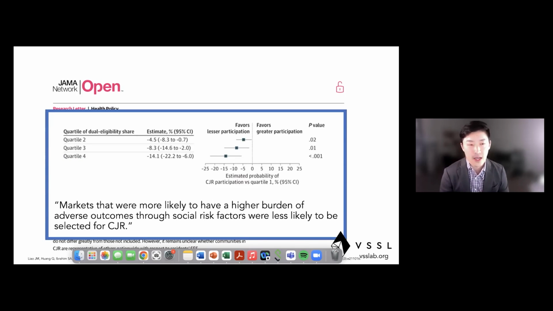What you see here is that the answer is no. When you look at communities and stratify them by the extent of dual eligible individuals that reside there, as the proportion of individuals that are duals in a community goes up, the likelihood of participation in CJR goes down. Another way of saying it is that markets that were more likely to have a higher burden of adverse outcomes through social risk factors were less likely to be selected for this mandatory program. So there was a voluntary ACO program we just saw a little bit of evidence from. This is a mandatory surgical bundle payment program.